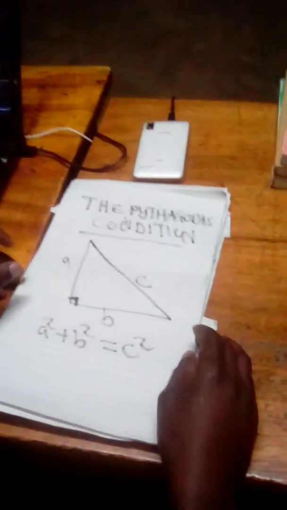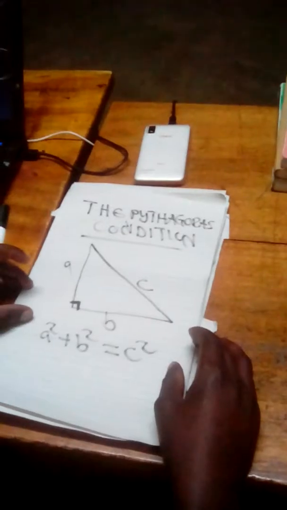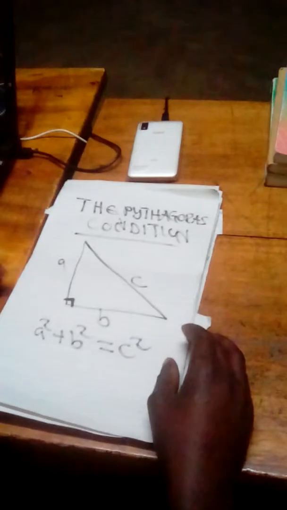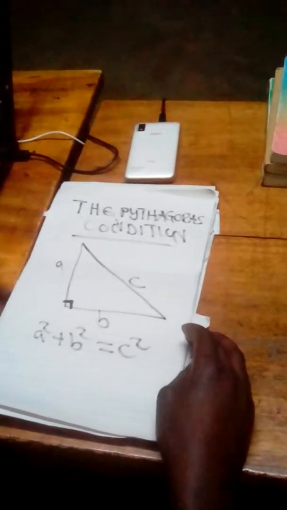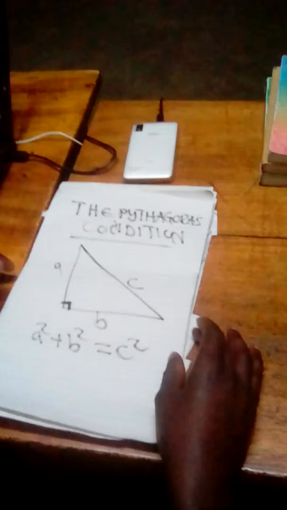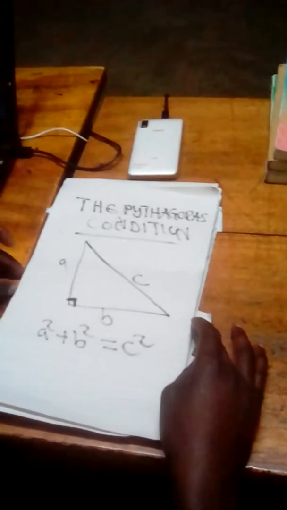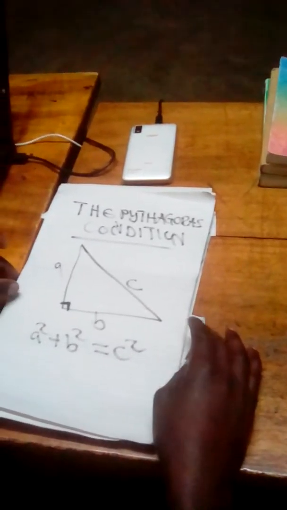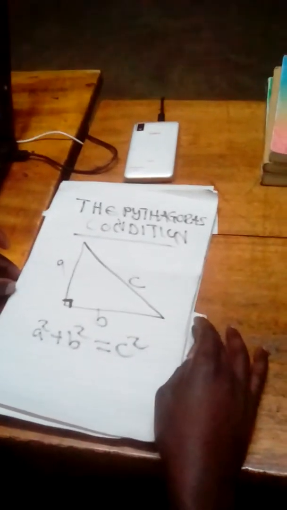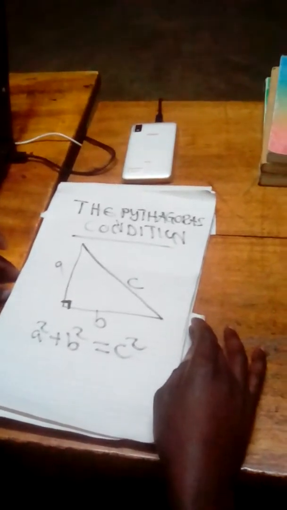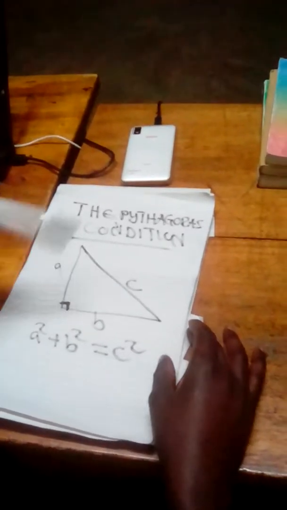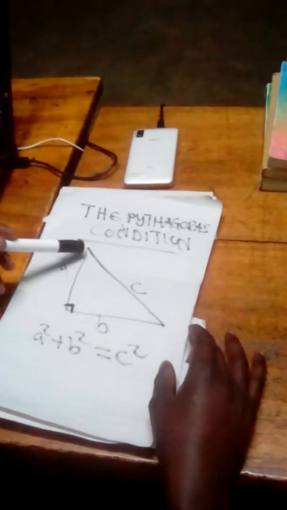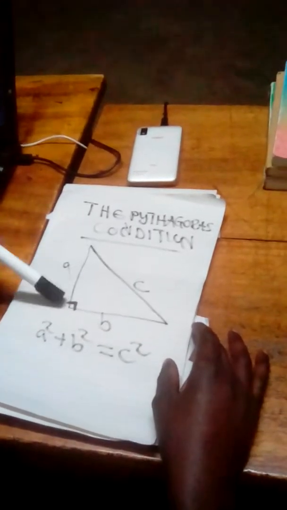Let us talk about the Pythagoras condition. You need to understand the Pythagoras condition because in your daily activities, like in carpentry or in building construction, you may need to construct right-angled triangles, even though you may not have the required instruments to construct the right triangle. But just by understanding the Pythagoras condition, you can construct right triangles anywhere in your activities.